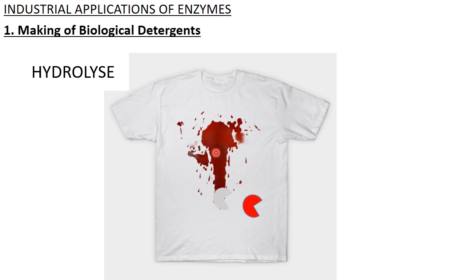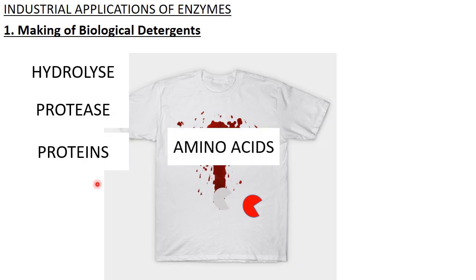To explain how the breaking up happens, we're going to use blood as an example, which is protein. An enzyme called protease works on the proteins, which are, in this case, blood. Once the protease works on the proteins, it's going to produce colorless amino acids. These amino acids don't have color, and so you look at your shirt and you think the stain has been removed, when in fact the stain has been converted to the colorless form, which is amino acids. So this is how enzymes are used in biological detergents.